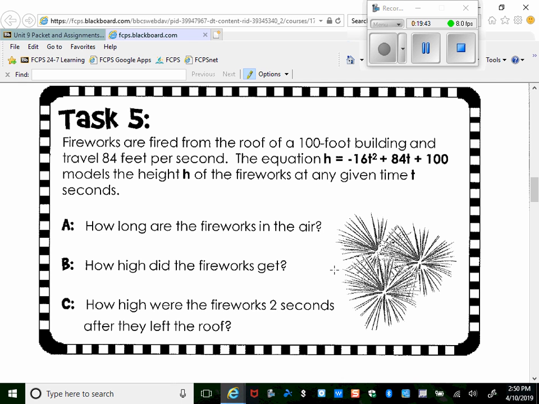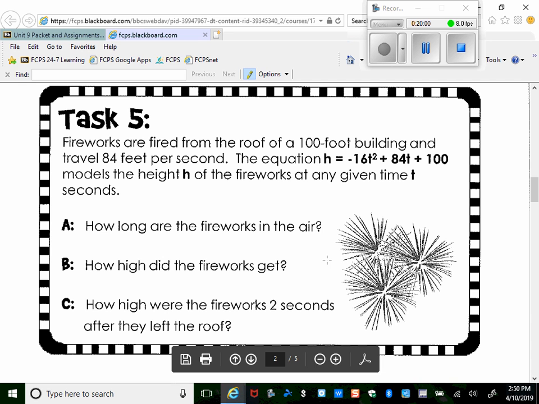It says, how long are the fireworks in the air? This is the same question as, how long will the fireworks take to hit the ground? That's just paraphrasing. How long is it in the air, how long does it take to travel, or how long until it hits the ground, that's the same type of question. So that would be the x-intercept. But how do you find the x-intercept? The quadratic equation. Remember, the quadratic equation gives you those x-intercepts, so you could just simply use it.